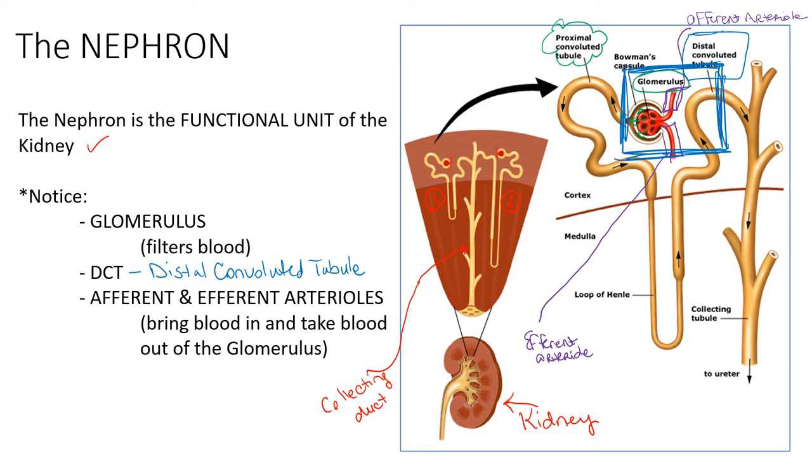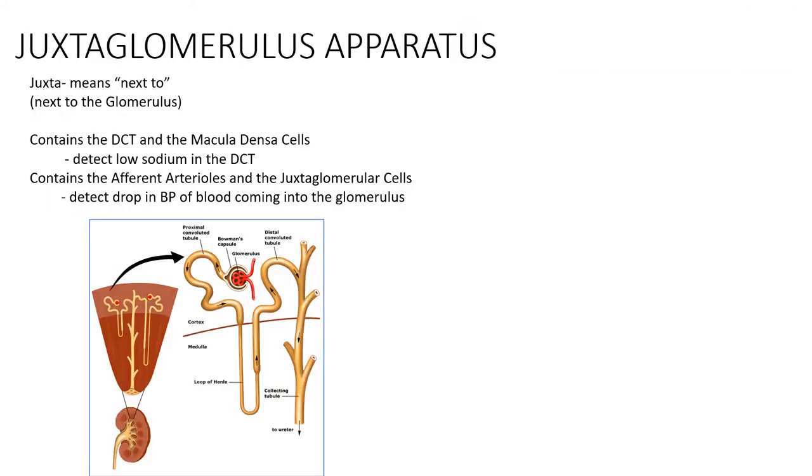This is really where we're taking a close-up view of this area. So again, that's why the components of the nephron that we're focusing in on when we're talking about renin is the glomerulus, the distal convoluted tubule, and those blood vessels, the afferent and efferent arterioles that are bringing blood into the glomerulus and taking blood out of the glomerulus.